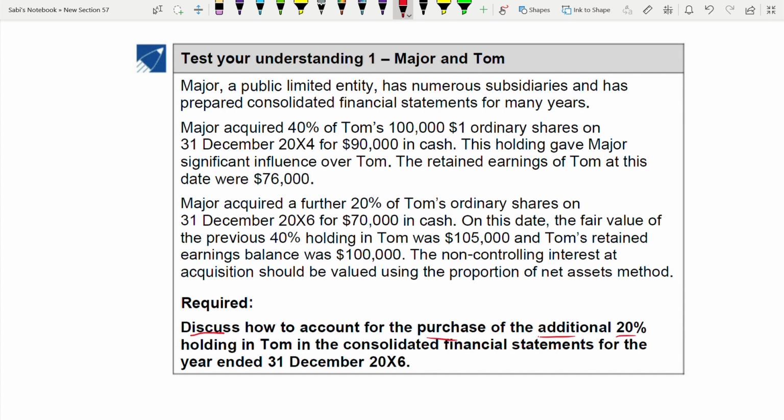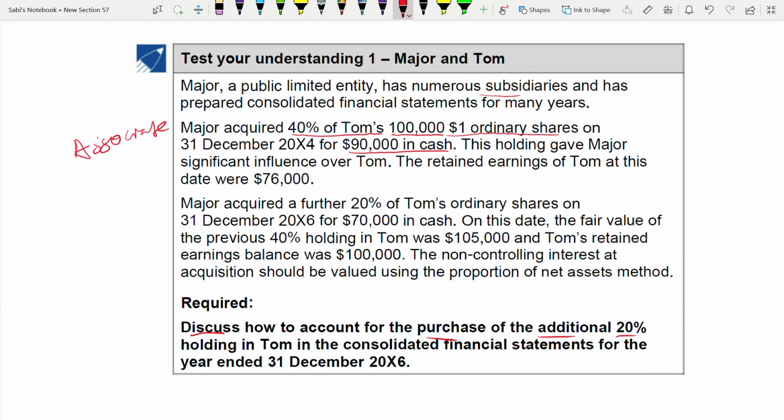Okay. So here, Major is a public limited company and it has numerous subsidiaries. Now, Major has acquired 40% of Tom. Now we all know when it's 40%, it is not a subsidiary. It is an associate at that time. So very well you know that when it's an associate, you have to use equity accounting. Now, they have acquired 40% of Tom's 100,000 $1 ordinary shares, for 90,000 in cash.